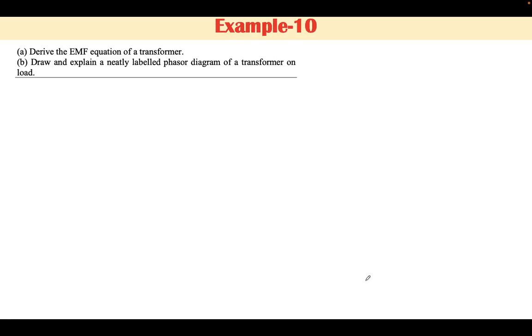Now considering one more example, here we have to derive the relationship for the EMF equation of a transformer and then find out the phasor diagram of the transformer. Though the type of load is not given here, we can consider resistive, inductive, or capacitive load, or there may be an RL load or RC load. The choice is ours, as it is not mentioned which type of load is to be considered. Now first we have to find out the EMF equation of the transformer.